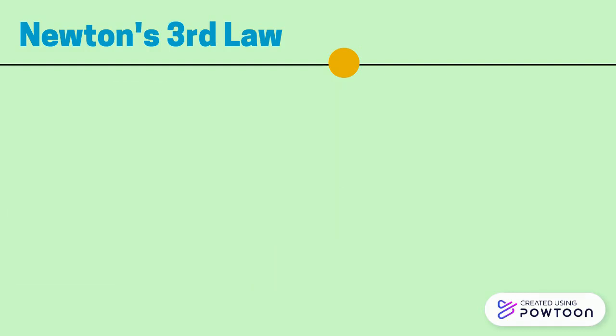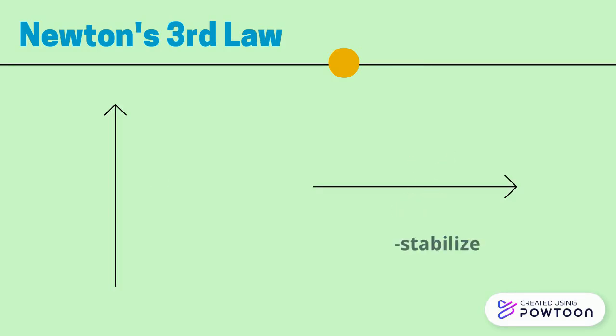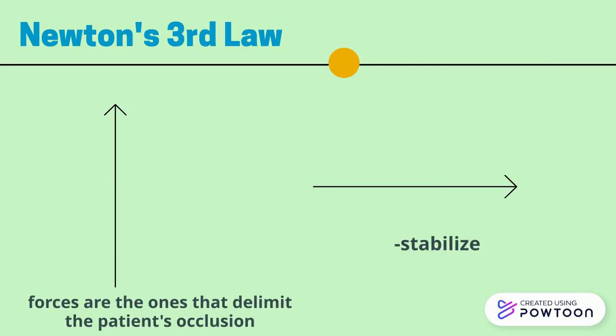With this law, we come to the conclusion that the occlusion scheme should be based on vertical movements and not on horizontal displacements. Although the latter will help us to stabilize our prothesis, when choosing the posterior teeth, they must be placed in such a way that the vertical forces are the ones that delimit the patient's occlusion.